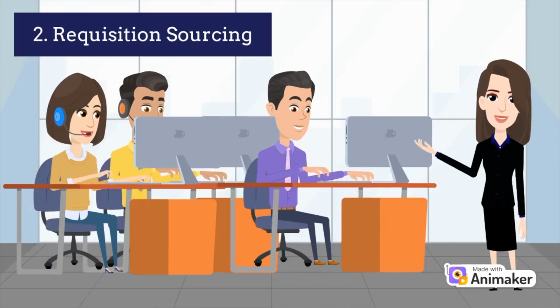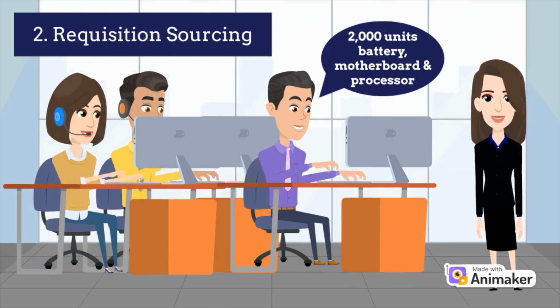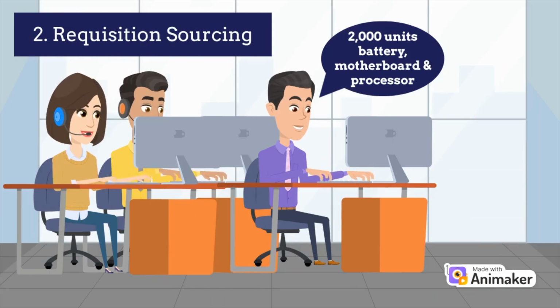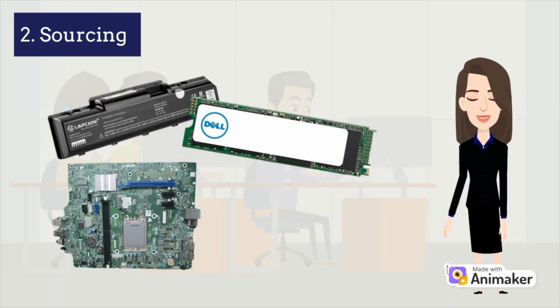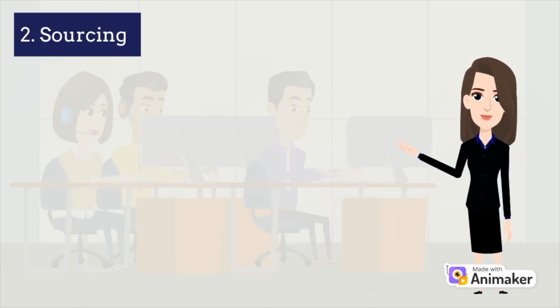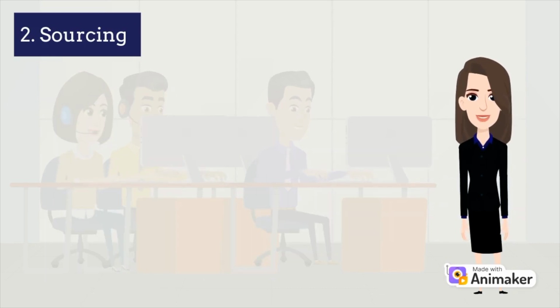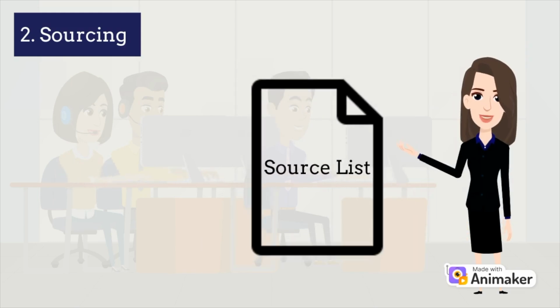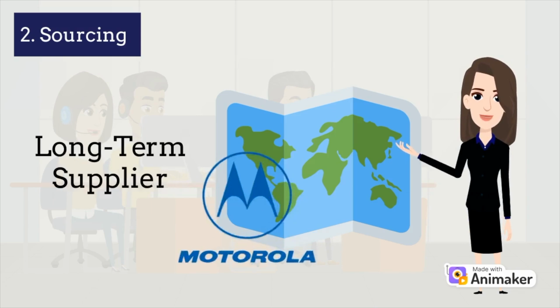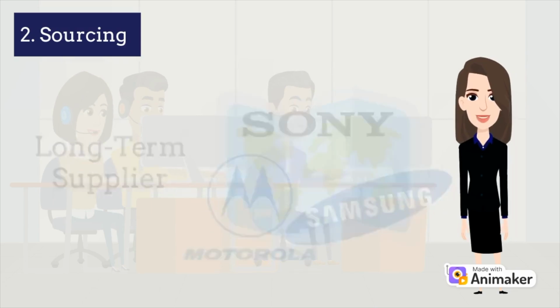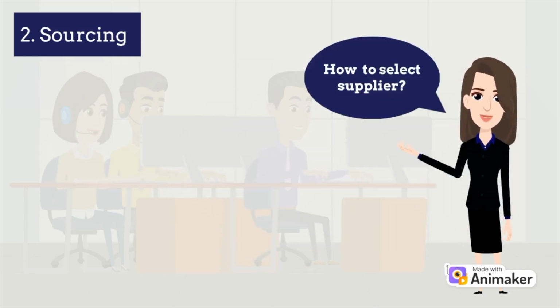Now the manager of the purchasing department received the purchase requisition. Oh, they need around 2,000 units for each battery, motherboard, and processor. Dell Technologies will source the components, such as the battery, SSD, motherboard, LCD, cable, and more. After the manager reviews the purchase requisition, he is going to allocate a supplier from the source list. The source list includes the long-term partner suppliers of Dell from all over the world, such as Motorola, Samsung, Sony, and more. And now, how does Dell choose their long-term partner supplier?